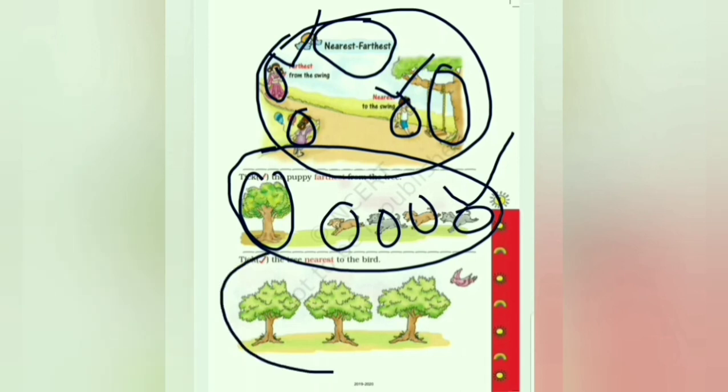Now come to the next picture. We have to find out the nearest tree to the bird. We have 3 trees, 1, 2, 3. कौन सी ट्री बर्ड के बहुत नज़दीक है, नियरेस्ट है, हमें फाइंड आउट करना है. तो this is the tree which is nearest to the bird.